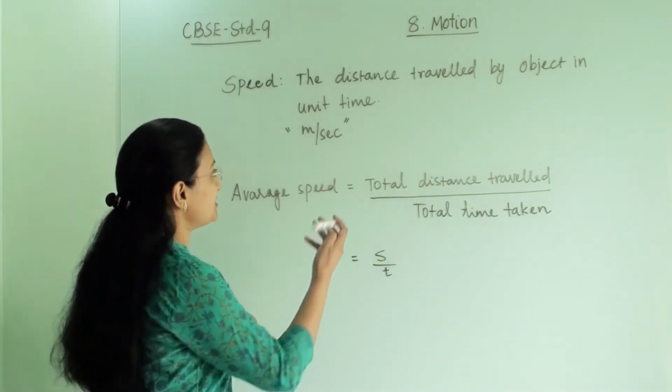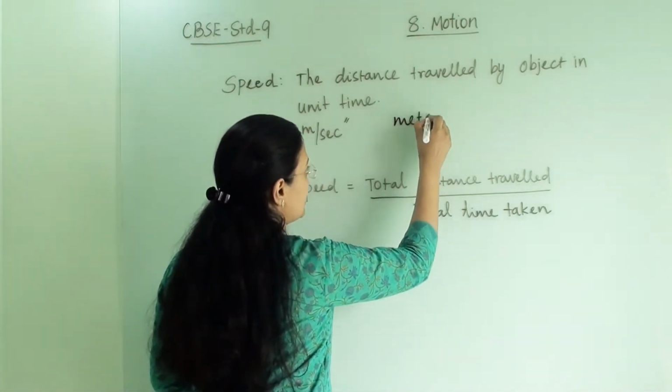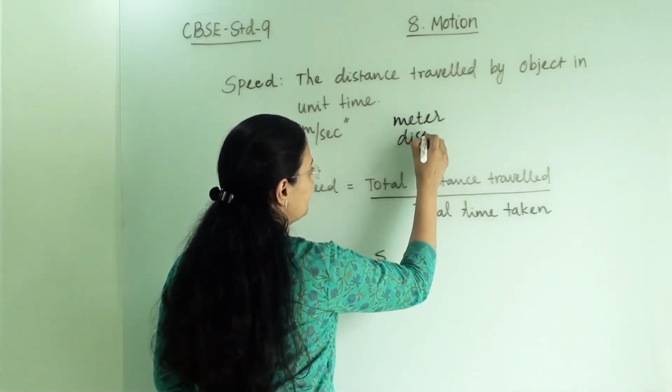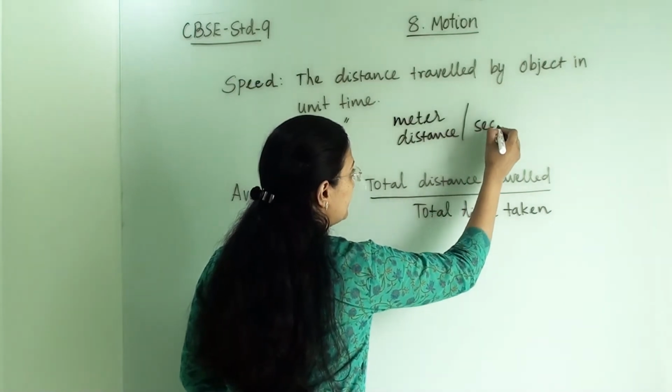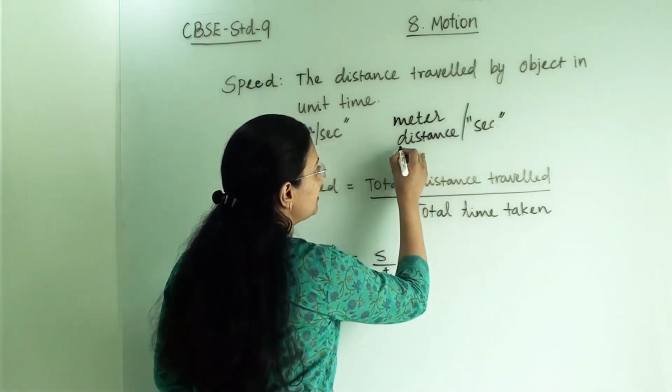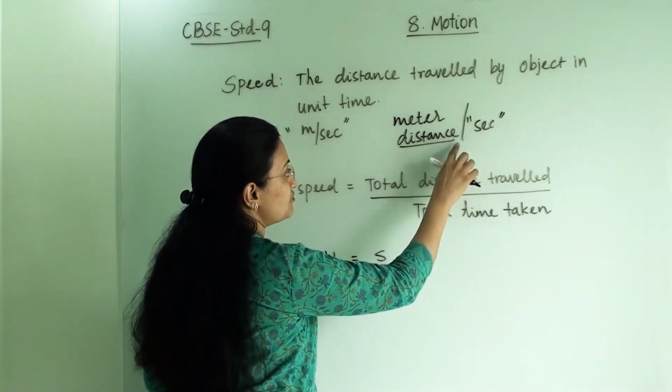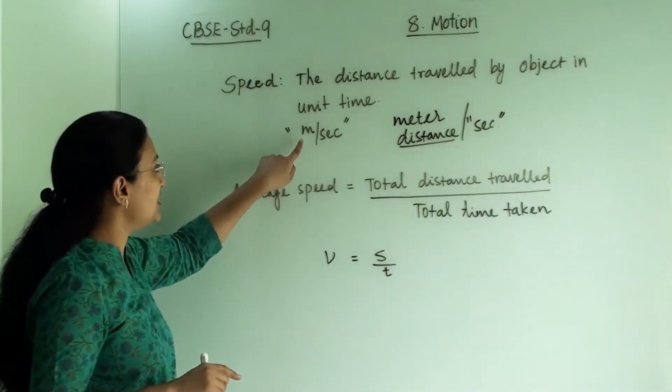So here meter per second: meter is distance, and when we write per second, that means in this much time this much distance has been covered. So that is why the unit is meter per second.